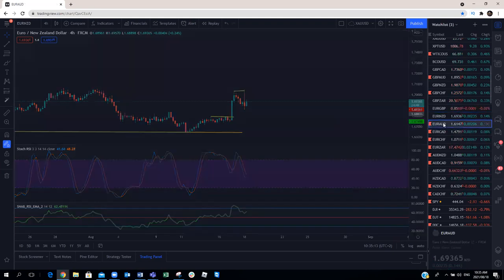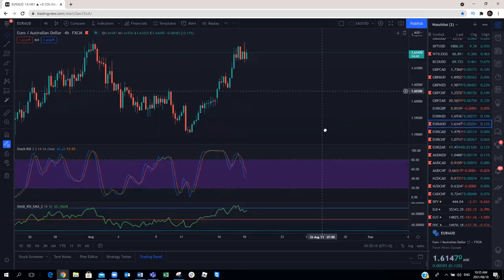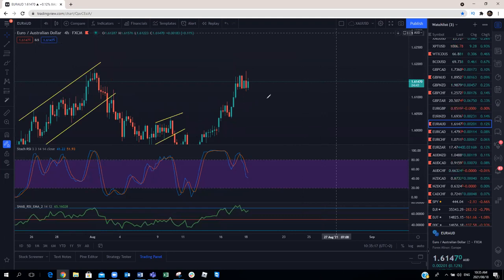That is Euro New Zealand. Euro Aussie is consolidating at this level. We will see more upside on the 4 hour. Very bullish. We just want to see this one reset, then we look for continuation to the upside.